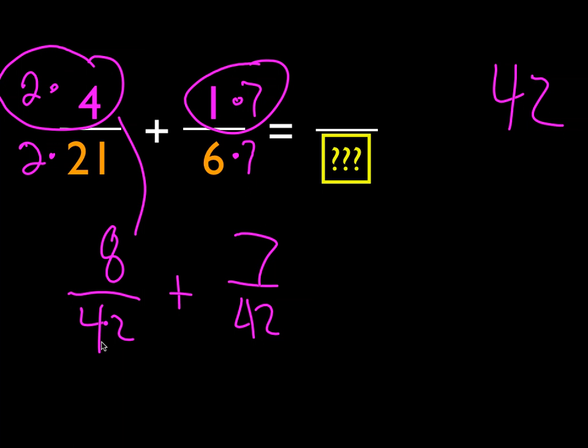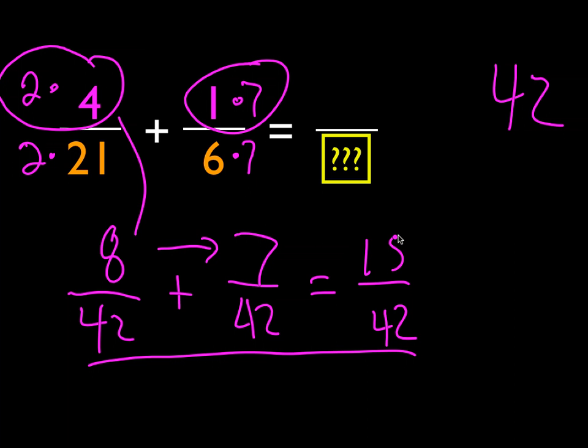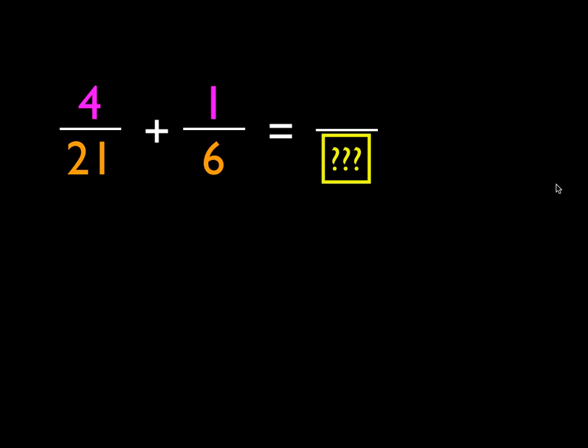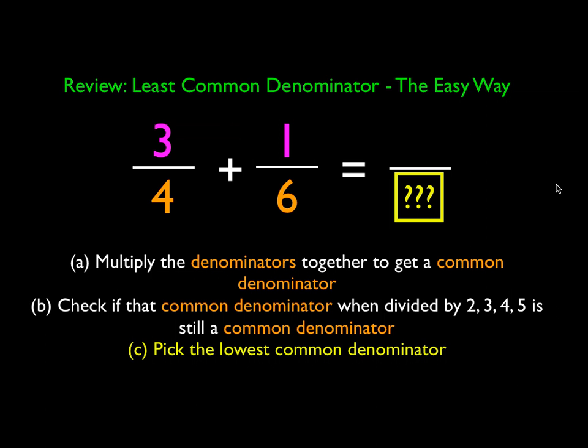And now I can simply put the 42 over here. My denominators are lining up perfectly, so I simply add across the top. 8 plus 7 is 15. So my answer is 15 over 42. And 42 was my least common denominator. Okay? So, to review, the easy way is first you multiply them to get a common denominator.